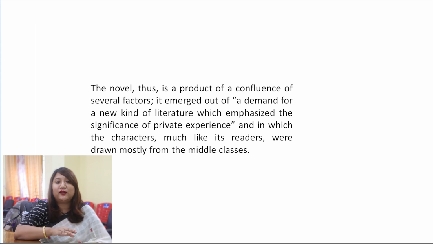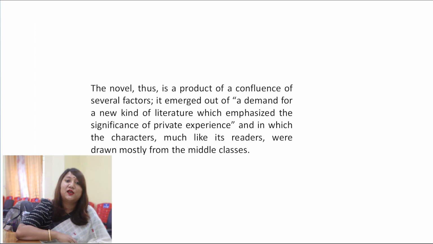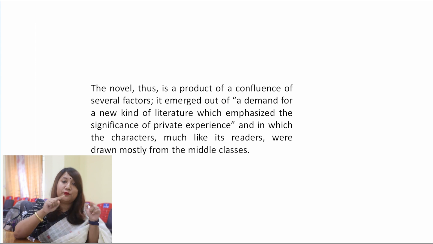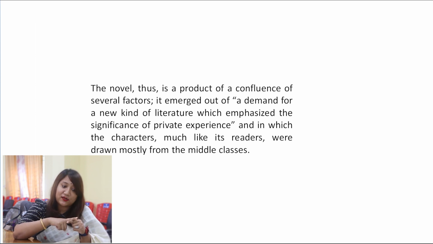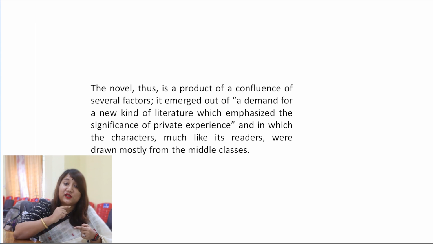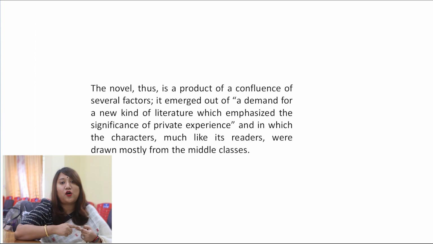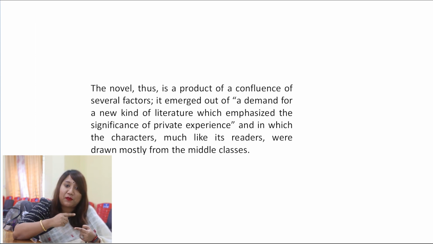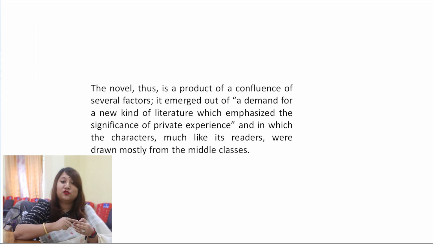Okay, so in conclusion, what we can say is the novel is a form of literature which arose as a result of a confluence, of a merging together of different factors, and it was a literature which emerged at a specific point of history, catering to the needs of a specific class of people. It was a new form of literature which an emerging new middle class could relate to. Okay, so the novel kind of democratized literature.